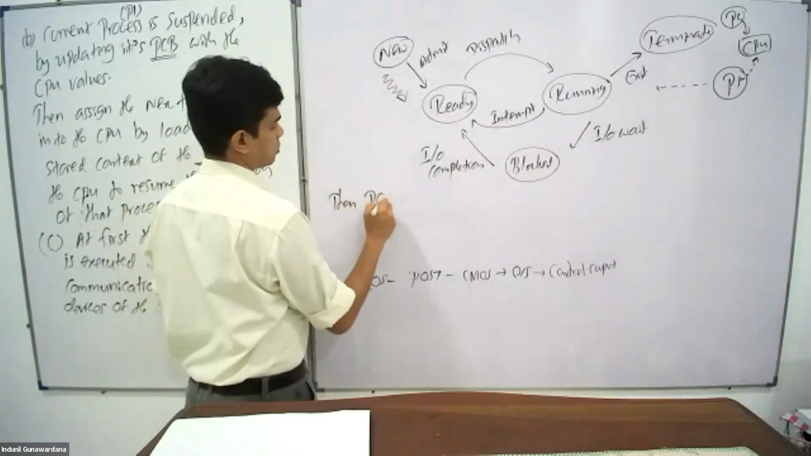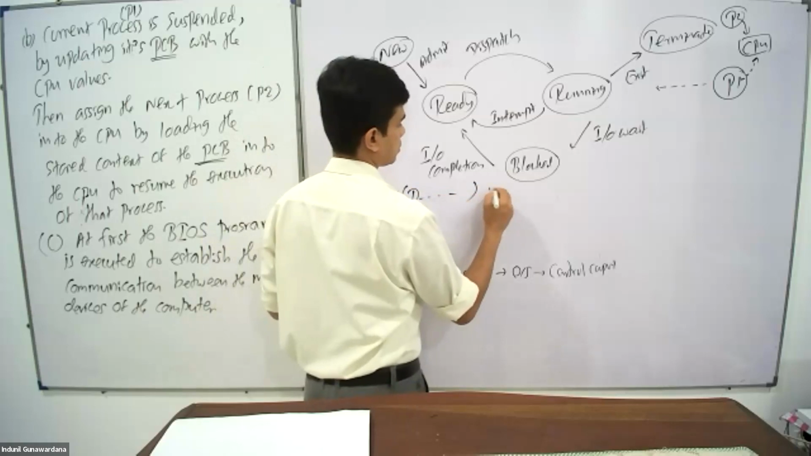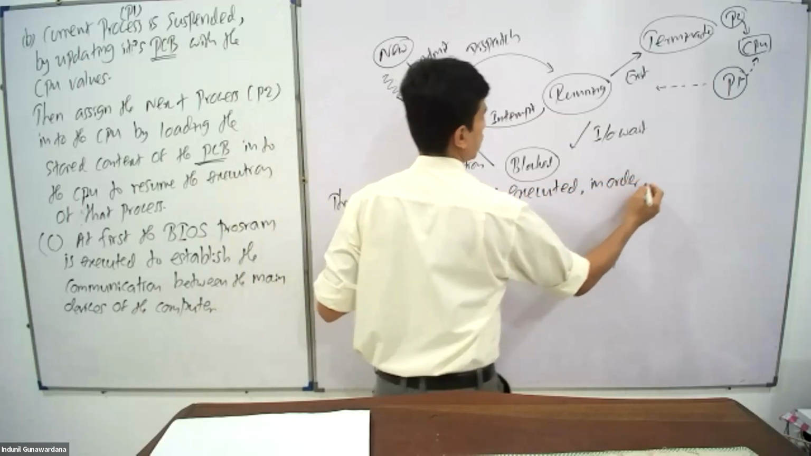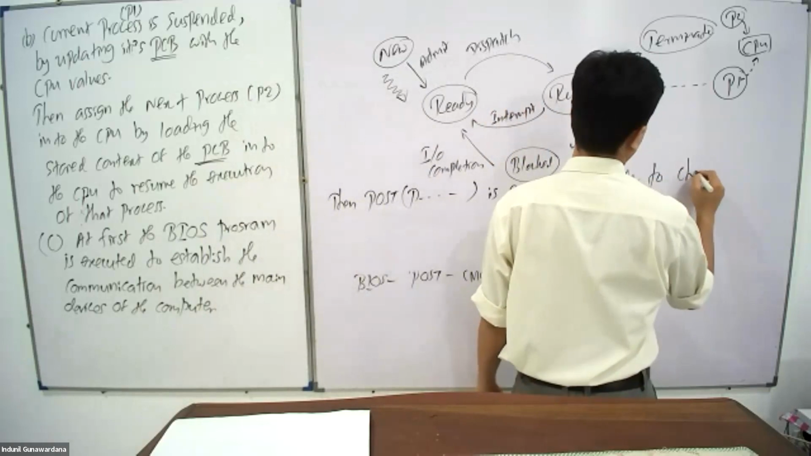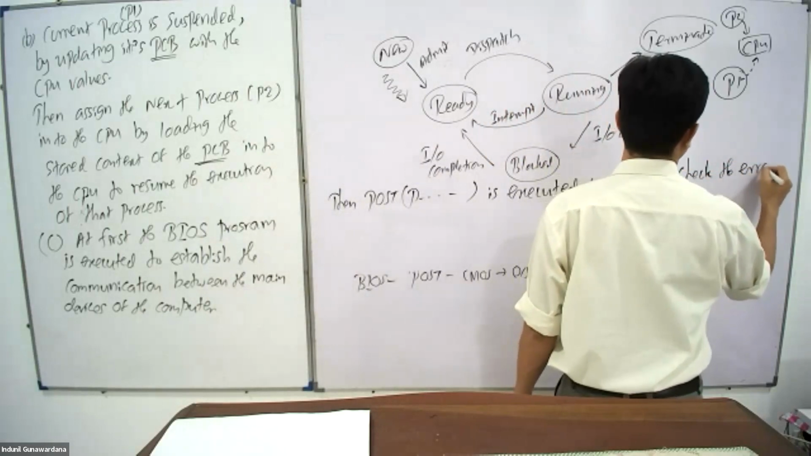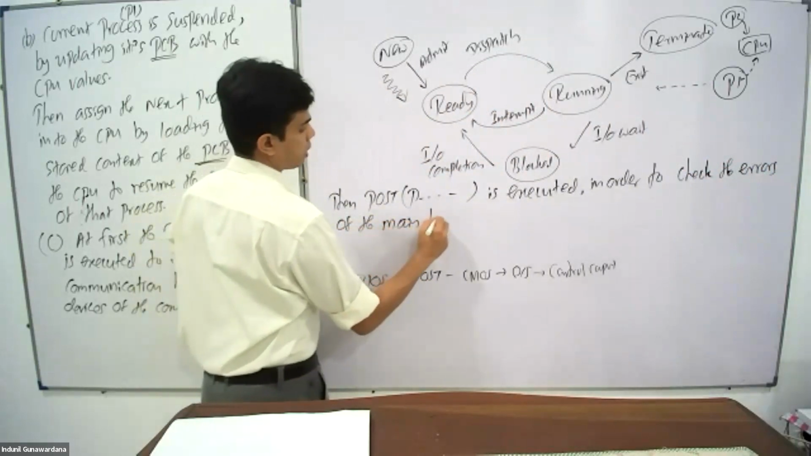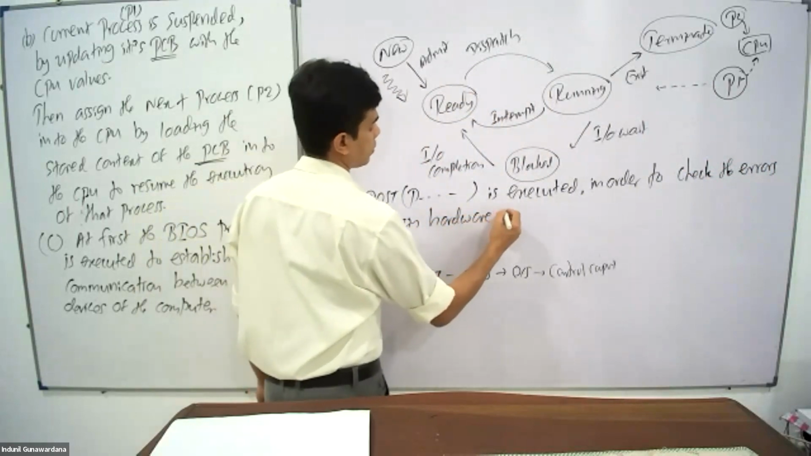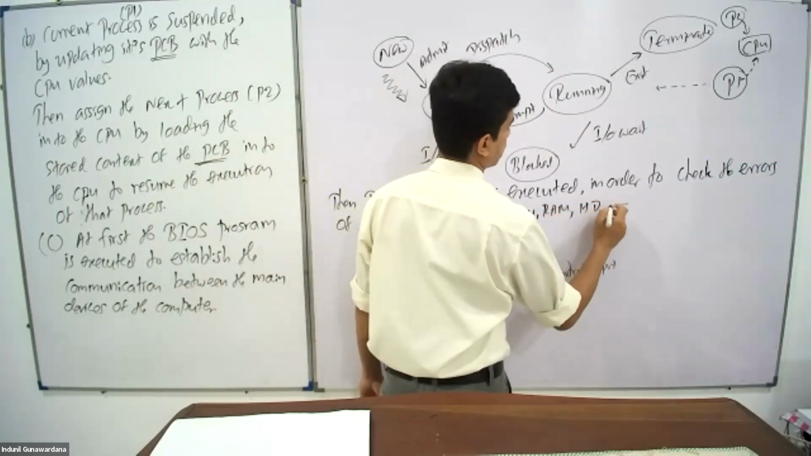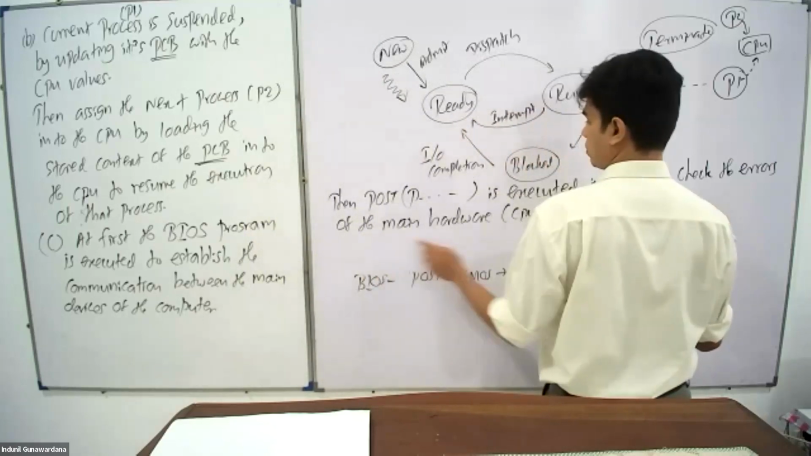Then POST, you have to write what it stands for, right? Power on self test. I hope that you know that, right? POST is executed in order to check the errors of the main hardware such as CPU, RAM, hard disk, and data buses. Likewise, check the errors of the main hardware.